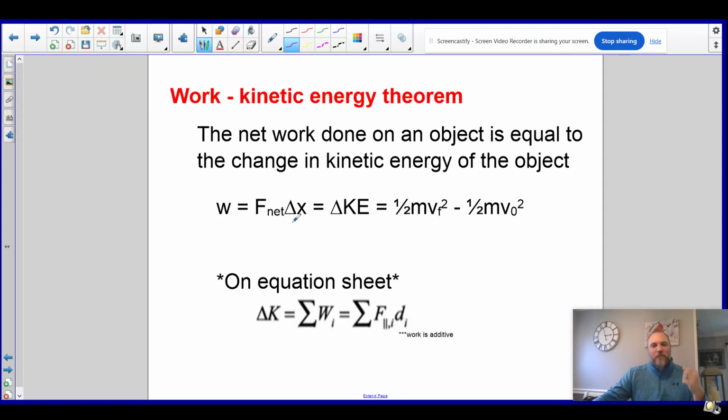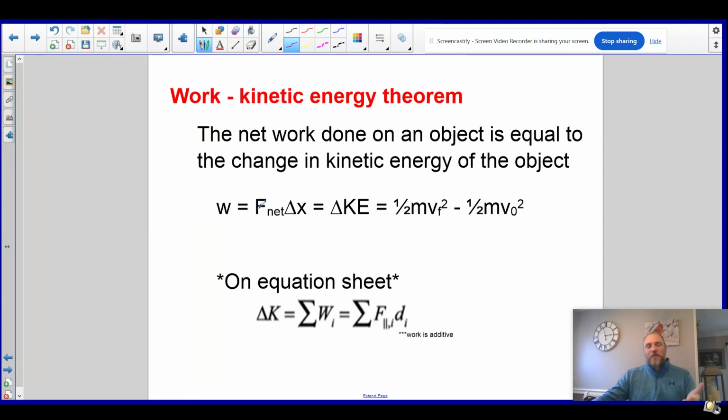For example, if the force is causing an acceleration in the same direction as the displacement, back in kinematics, we said that means the object speeds up. And if the object speeds up, that means that it's increasing its kinetic energy. And that is positive work being done that added energy to the system.